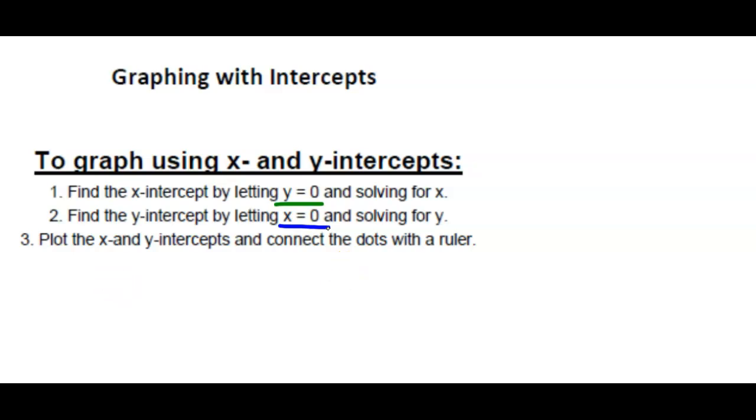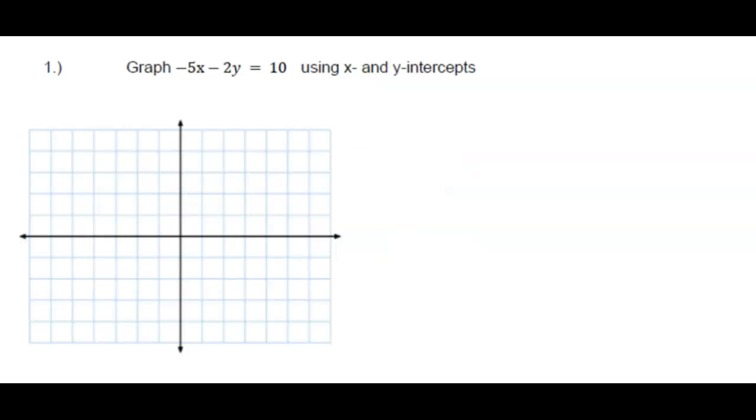How many dots am I going to have? 2 dots. That's all I'm going to have for this graph. Now, remember table of values, we had 4 dots, minimum of 3. But here, we're just going to have 2 dots. That's super important.